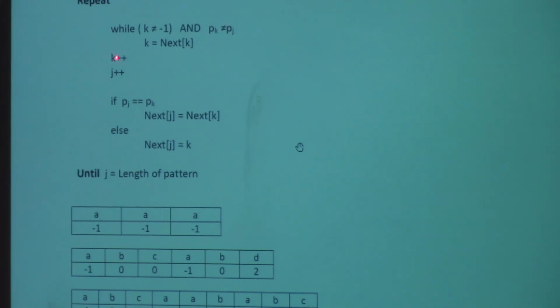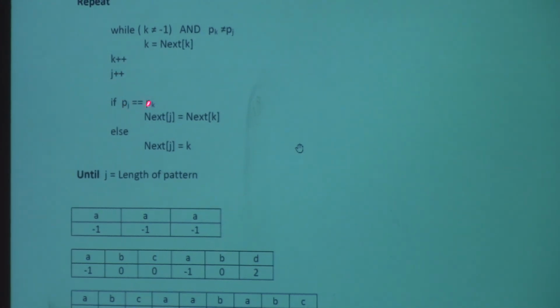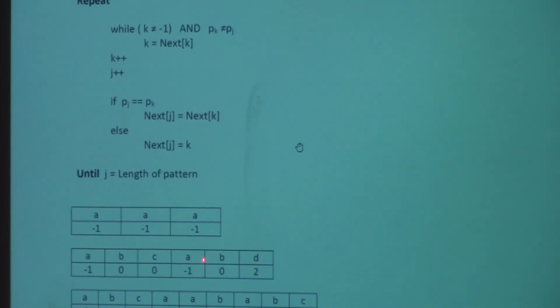What does k go to? k goes to 1, j goes to 4. P4 against P1. Equal? Next of j, next of 4 gets the next of 1. That's how that 0 gets put in here. What's the value of k and j? J is 4, k is 1.